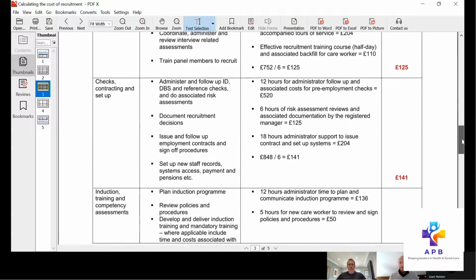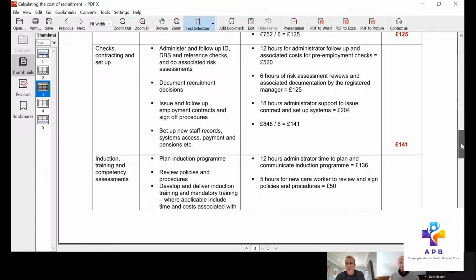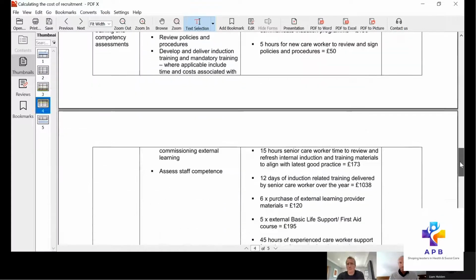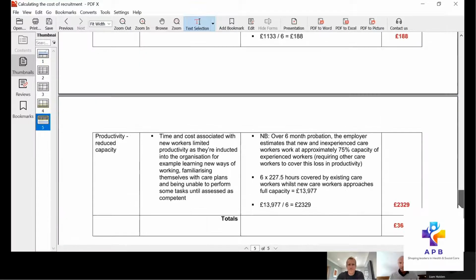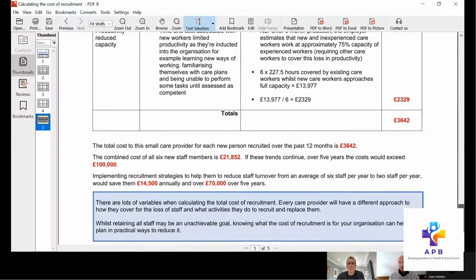Well, let's scroll down, Adam, if you would. Let us have a look. What's that bottom number? What's it coming out at? So it brings us out at a total of 3,600.